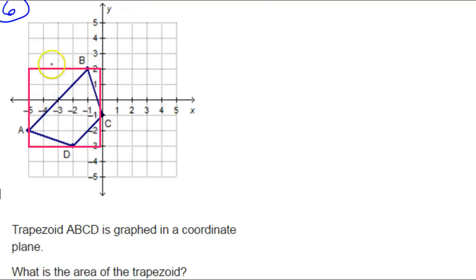So I've got a triangle here, and I will call this triangle number 1. And down here there's another triangle, I'll call that number 2. And there's another triangle here, I will call that triangle number 3. And another triangle right here, and I will call that triangle number 4. So what you have to realize is that if I want the area of the trapezoid, what I can do is start with the area of the rectangle, and then subtract the 4 triangles.